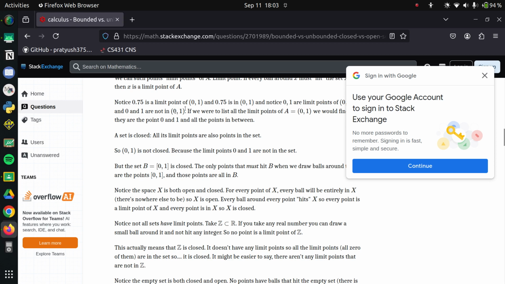Oh, so the definitions are completely different. For openness, it's that tiny ball stuff, and for closedness, it's that all the limits are also in the set. Sure. So, for example, (0, 1) is not closed. Sure. The only points that must lie in it, even with the form also. Okay.